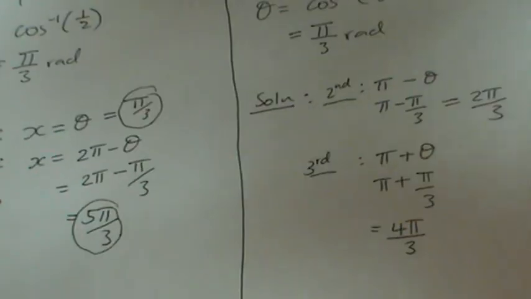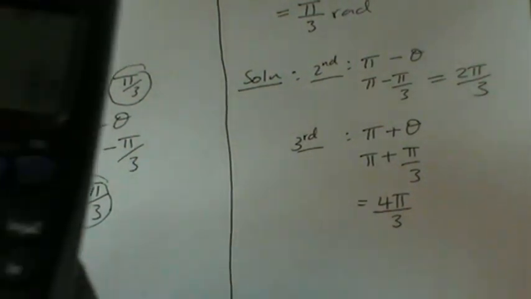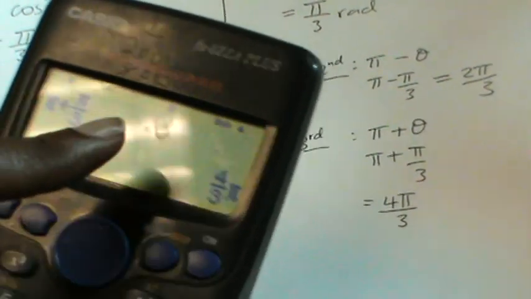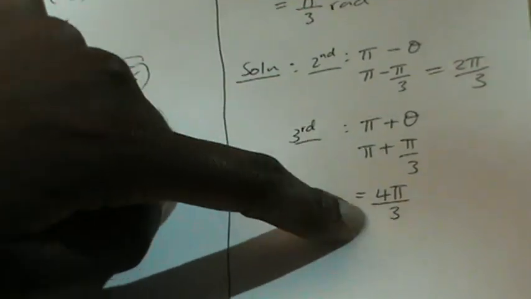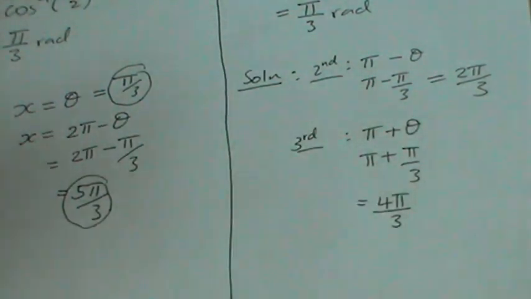Okay, and leave the exact values. There are some calculators that cannot write it in this form that I have over here, 4 pi over 3, and they will give you a decimal. Do not give your answer as a decimal. It must be with a pi like that one. Okay, so now I have all my solutions.